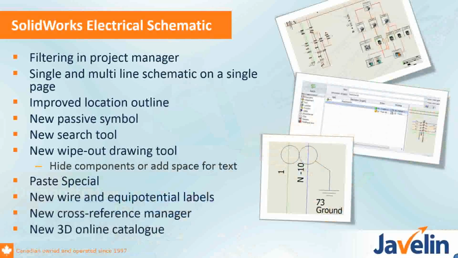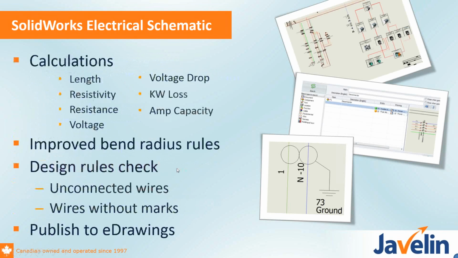So SolidWorks Electrical Schematic, which is the 2D section, where you can do single line, multi-line drawings, terminal drawings, PLC drawings, cable and harness schematics. Everything has a bunch of electrical features now added, right? Project managing can be done easier by filtering it. You can combine multiple drawings together, improve locations, passive symbols, search tools, wipeouts. The wire numbering is better now. It is taking into account equipotentials and labels and everything, and you can have more formulas now. The cross-reference manager is better. You can have more information now, and there's an online catalog for both 2D and 3D parts.